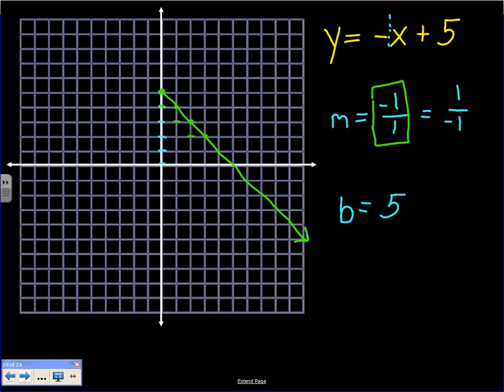And now if we wanted to graph that type of slope, start at your y-intercept right here. Top number is 1, so that means the change in y means you go up 1. The bottom number is -1, so you go left 1. You go up 1, left 1, up 1, and left 1. And you continue your line like that. And you have y equals -x plus 5.